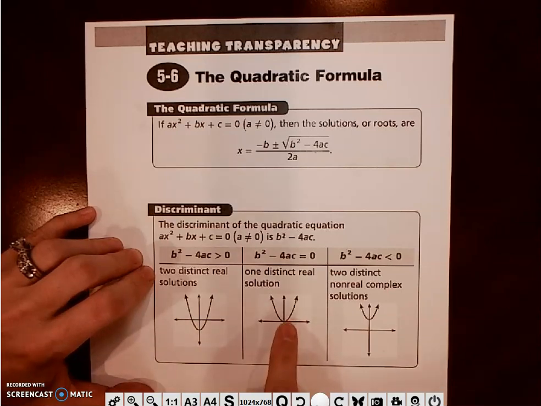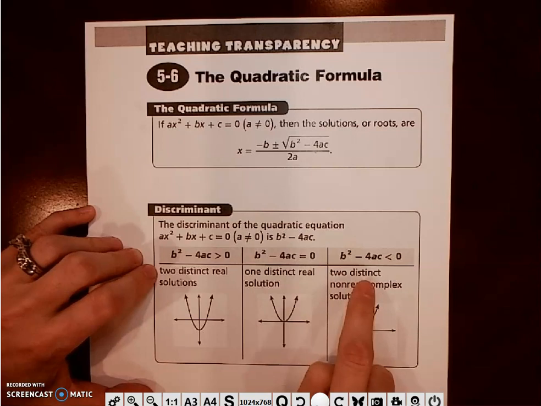If b squared minus 4ac equals 0, that means I have one distinct real solution. One distinct real solution is when my vertex is at 0 here. If you see that, we only cross the x-axis once. When it crosses the x-axis once, anywhere along the x-axis, that means our vertex lies on the x-axis, and therefore we only have one distinct real solution.